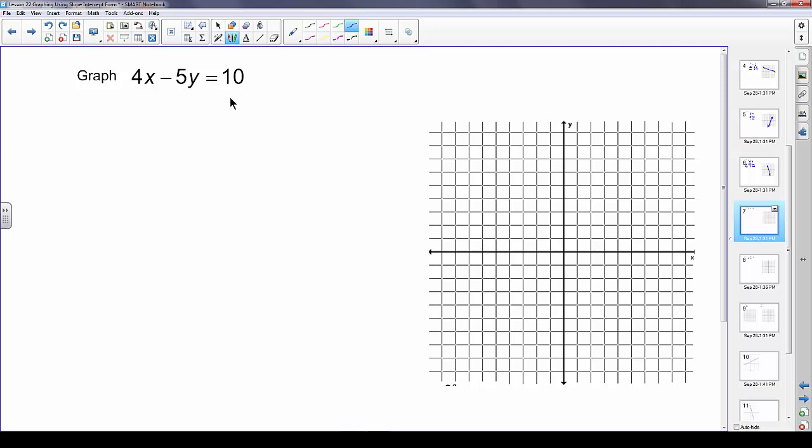Now in this case, you'll notice y is not isolated, so I don't have this in slope-intercept form. I'm going to do that. And I've got a couple of ways I can do it. I could choose to bring the y over to this side to keep it positive. I'll just leave it right here and subtract 4x from both sides.